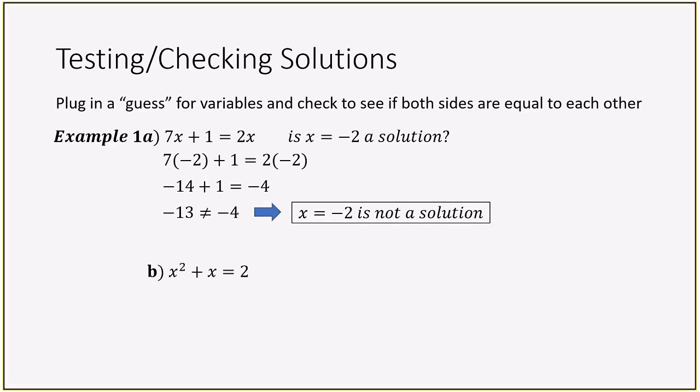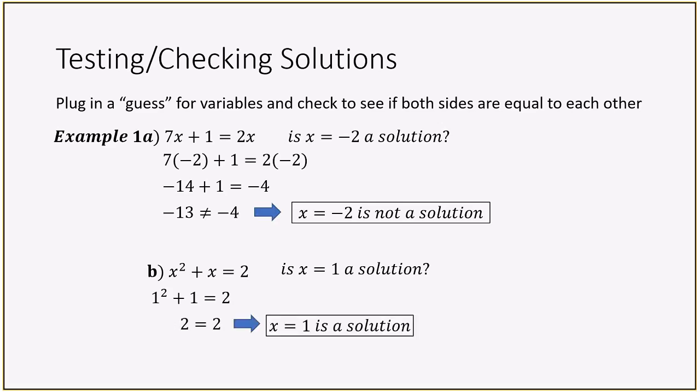Let's see another example. x squared plus x is equal to 2. The first question we're asking is, is x equal to 1 a solution? The first step is the same. We're going to plug in 1 for x wherever we see it. In this case, it's only on the left side of the equation. And then we're going to evaluate. Well, 1 squared is 1, plus 1 is 2. So that tells me that x equals 1 is a solution. That's what we're looking for. If the two sides are equal to each other, great, our answer is correct. If not, then we did something wrong, our answer is incorrect, and we need to go back and check something.